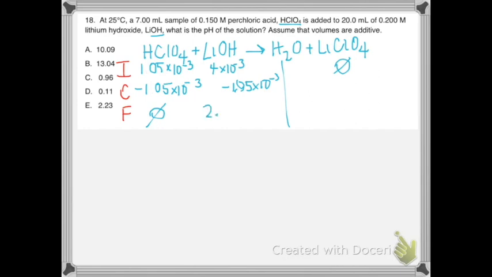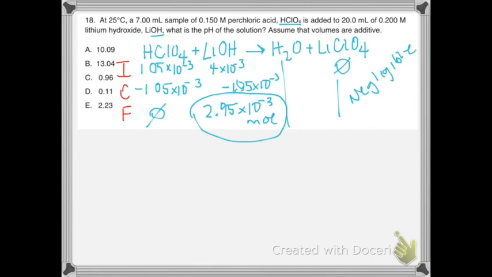We'll be left with 2.95 times 10 to the minus 3 moles of the lithium hydroxide. And I'm not going to worry about the lithium perchlorate here because it's negligible. It'll have no effect on the pH. Okay, so the only thing we have that affects the pH is this lithium hydroxide.